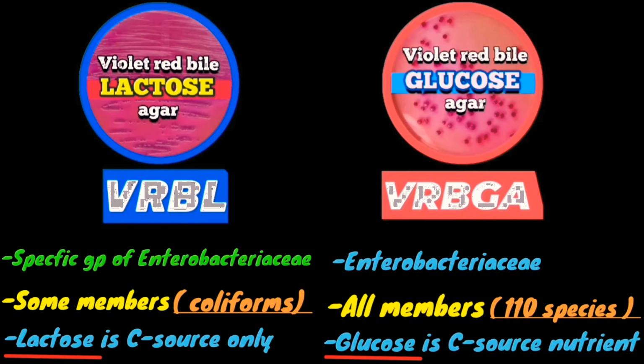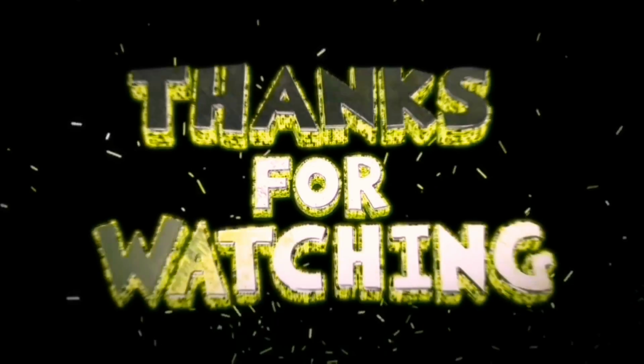So violet red bile glucose agar is used to detect and count all members of the Enterobacteriaceae family, while violet red bile lactose agar is used to detect a specific group of Enterobacteriaceae which have the ability to ferment lactose, which is coliforms.